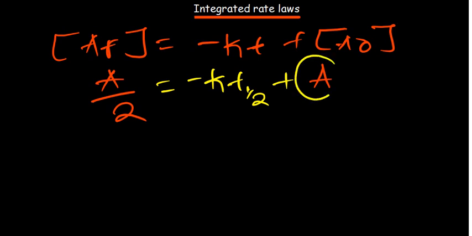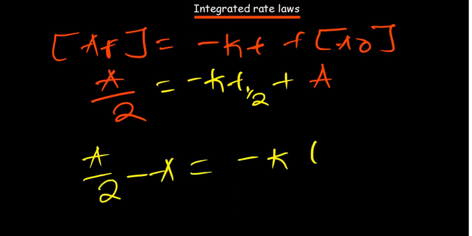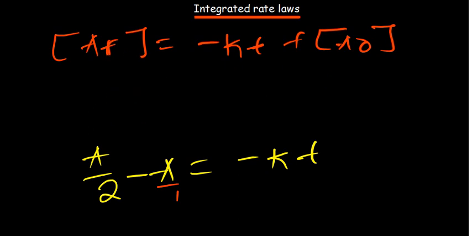So if your initial is A, the final is supposed to be half of the initial. So you divide the initial by 2. So A over 2 minus A is equal to negative kt. Now these are fractions. Of course, you can still find the common denominator. You know that's simple mathematics. The common denominator, as you were told, is a 2. And then you have A minus 2A over 2 is equal to minus kt.